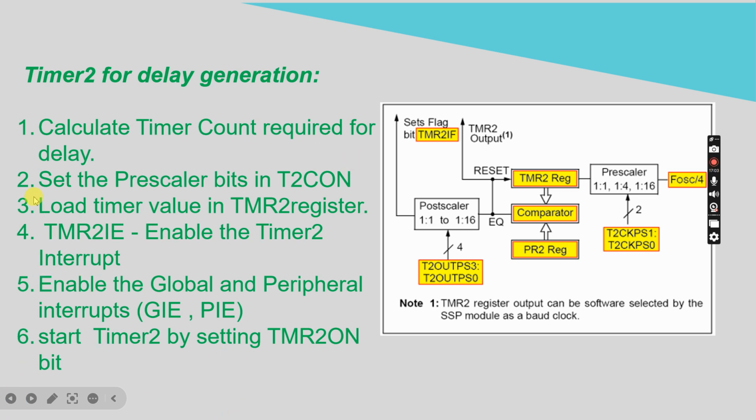Here is the procedure for timer delay generation. To calculate the timer count, we have to set the prescaler or postscaler in the T2CON register, and then load the timer value in the TMR2 register. We have to enable the timer interrupt, that is the TMR2IE register. After that, we enable the two interrupt registers GIE and PIE, the global interrupt and peripheral interrupt. Then we start the timer by setting the TMR2 ON bit. If we set the timer ON bit, it starts to count in the ratio we have set in the prescale.